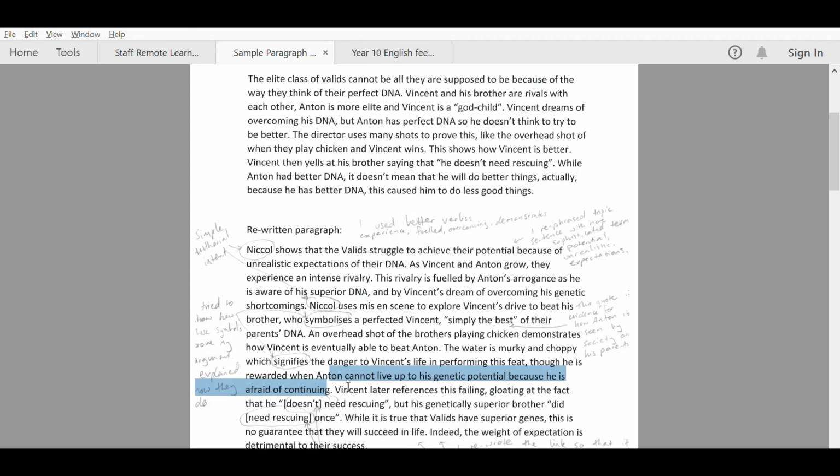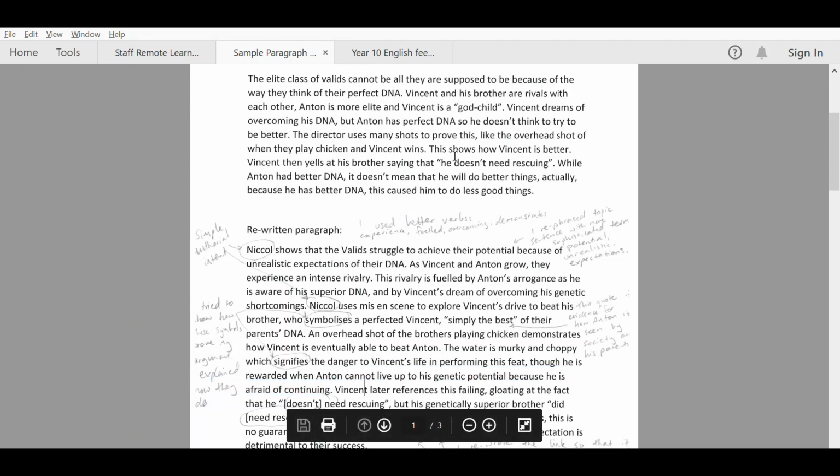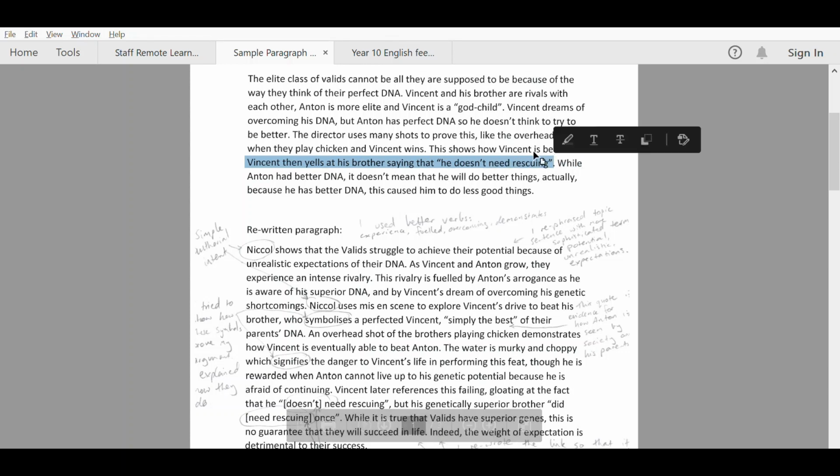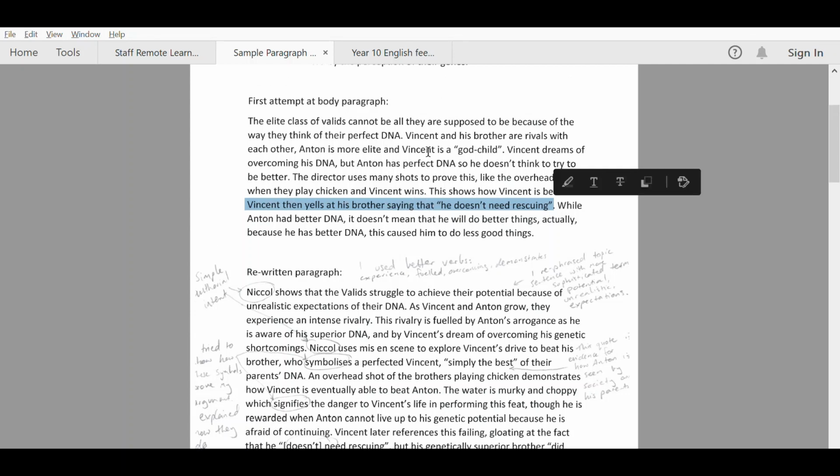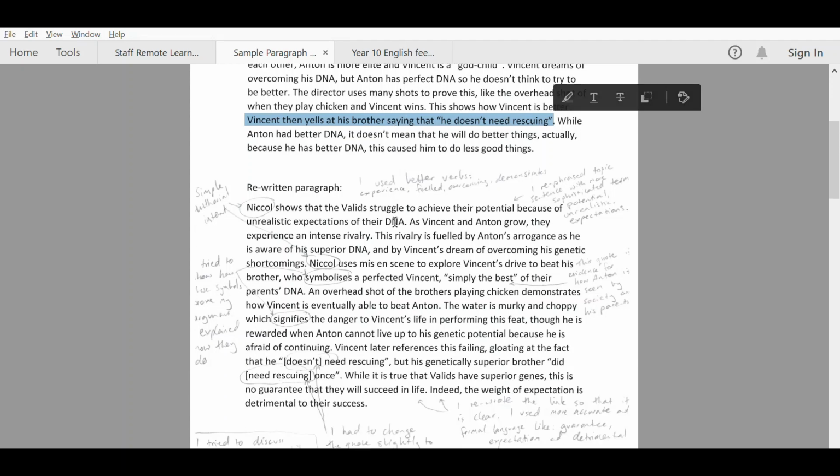It's kind of like a link in itself. Let's look at this last little bit. Vincent yells at his brother saying that he doesn't need rescuing. Well, that's a good quote in there, great, but it's not used at all. What does that even mean? Vincent yells at his brother. So it's not related to this argument, okay? Let's see how this is used here.